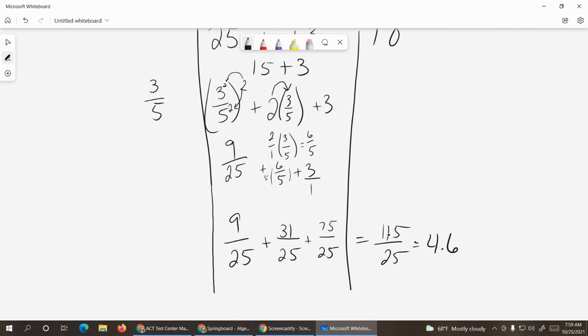So if I take out a 4, what's 4 times 25? 100, right? So if I subtract 100 from 115, I get 15 over 25. I can take out a 5 and get 3 over 5, and that's your answer.